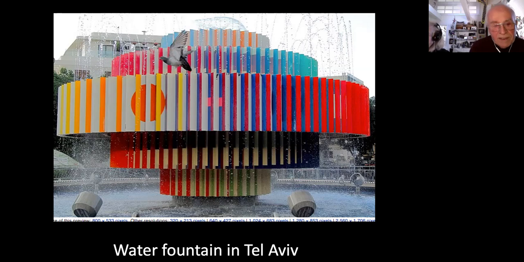He did a water fountain that I was unaware of in Tel Aviv. I didn't see it in person, but I found this image and said, isn't that wonderful? Next.